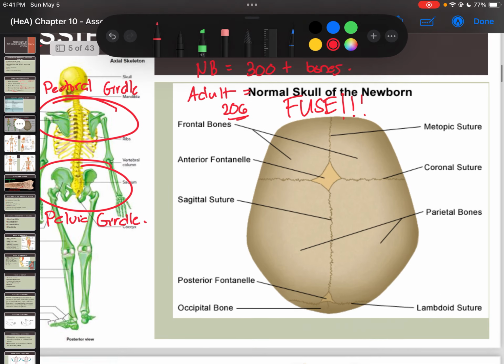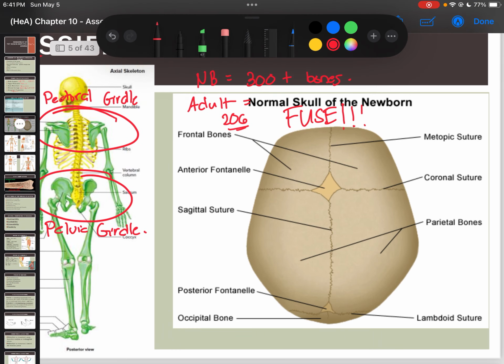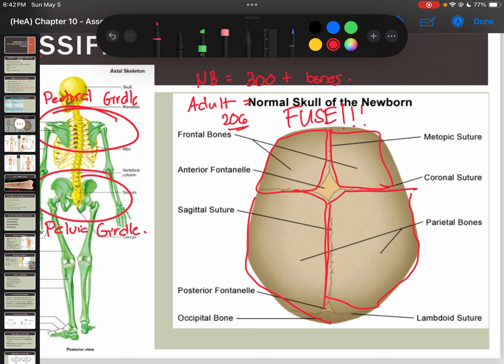An example of that is this. In a newborn, the skull is divided into 4 regions, connected to each other using a ligament in the middle called the fontanelle. We have two fontanelles in a newborn: the anterior, which is the diamond-shaped one, and the posterior fontanelle, which is the triangle-shaped one. As a newborn, the bones are not connected yet.